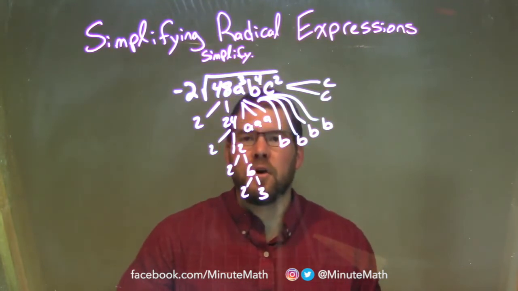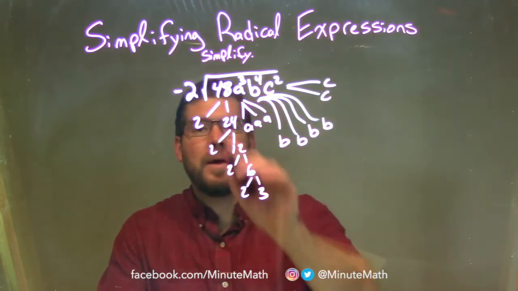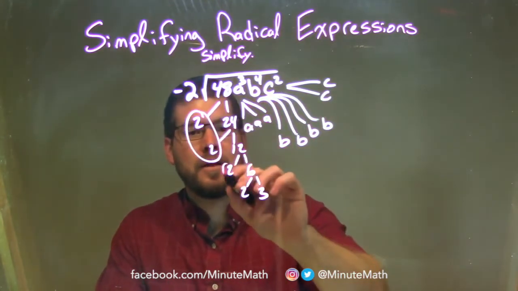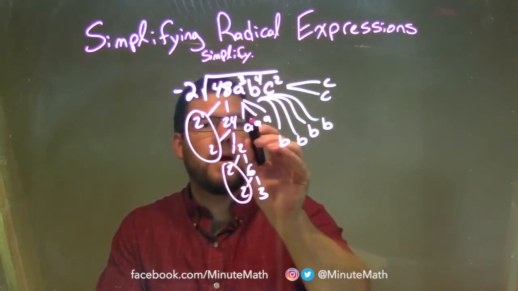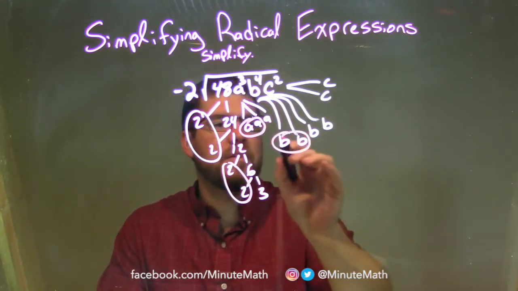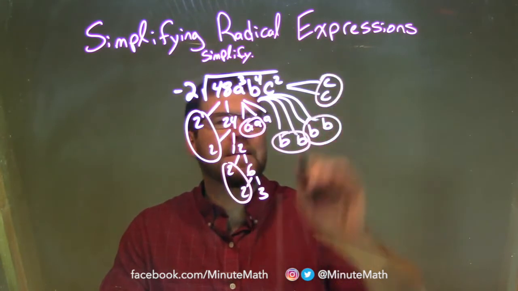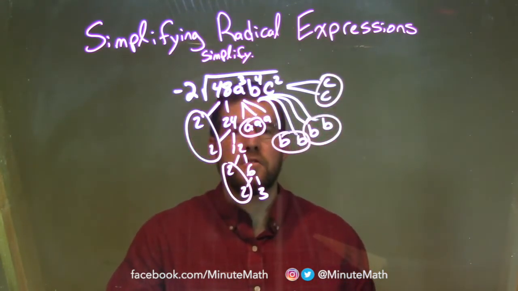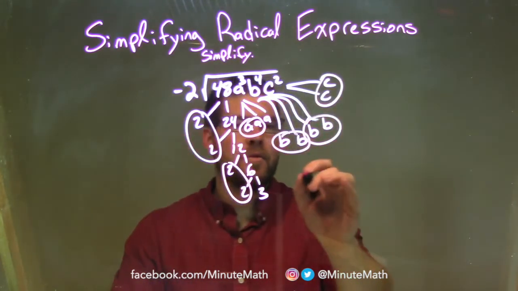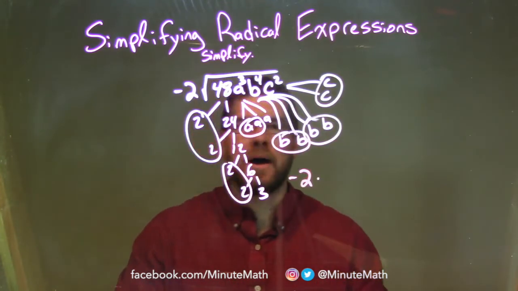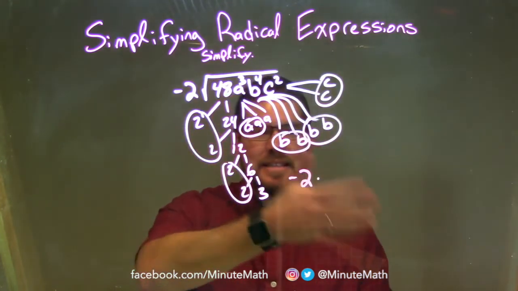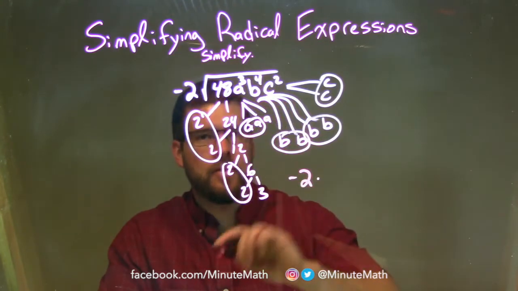Okay? So what I'm going to do now is circle all of my pairs. I have a pair of 2's right here, and another pair of 2's. I have a pair of A's, I have a pair of B's, a second pair of B's, and a pair of C's. Okay? So what I'm going to do is rewrite this negative 2 on the outside and multiply them by all of my pairs represented by a single element outside the square root.